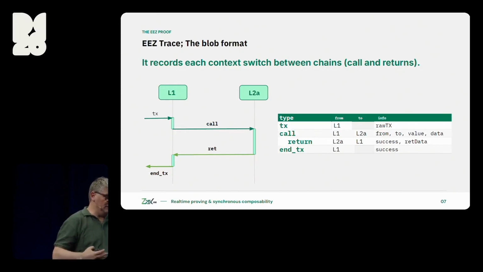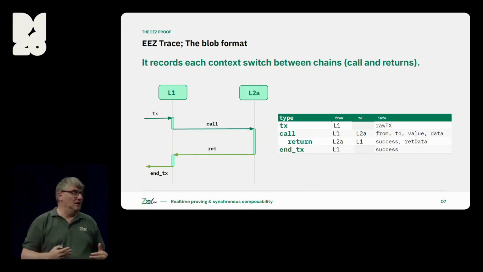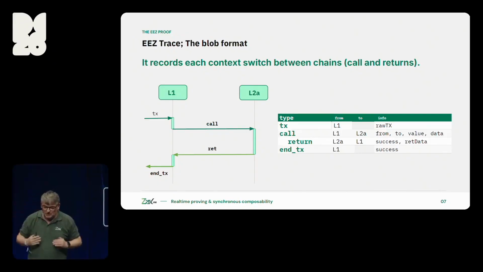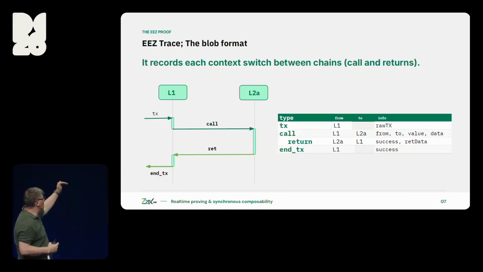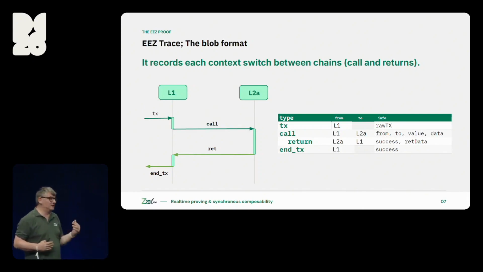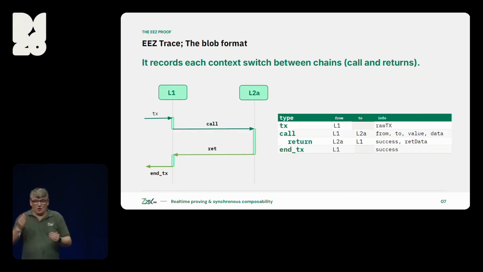So in easy, mainly what we do is we collect all these context switches between chains and put them in a log, with everything that happens sequentially. I start a transaction, this transaction does a call to another chain, this other chain does a return, and then we end the transaction. We can set this up in a log. You can understand that this is going to be in the blobs. All these calls and returns, all this context switching, are going to be in a blob.